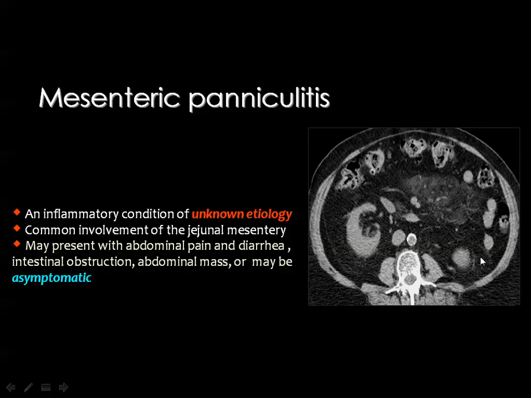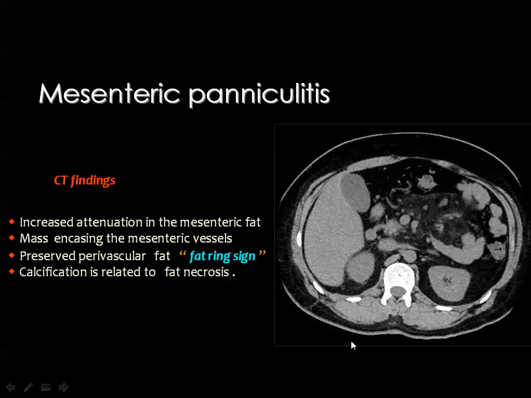If you look carefully at this CT scan of the abdomen, you see an area of abnormal density of the mesenteric fat. Inside the area, you can see some of the mesenteric vessels going inside the lesion. And what is very important for the diagnosis is that the fat around the vessel is more or less preserved, and this is what we call the fat ring sign.